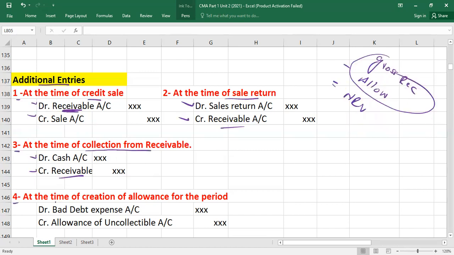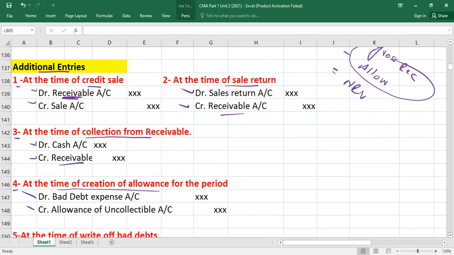So then at the time of creation of allowance, you get the allowance for the period by completing the equation: opening allowance plus allowance for the period is equal to closing allowance. For the allowance for the period, the entry we have already learned: we will debit bad debts expense, or credit loss expense, whatever name you want to use, and credit what? Allowance for uncollectible.